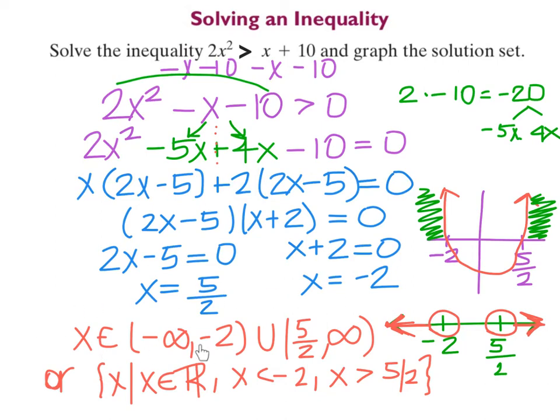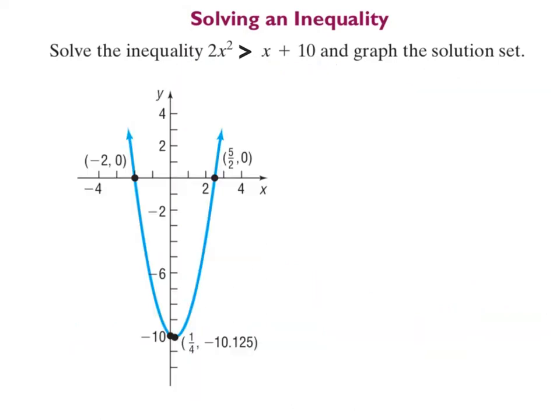So in interval notation, it looks like that. And in set builder notation, it looks like that. And again, here's a much better looking graph than what I sketched, but our function will exist outside of our two x-intercepts.